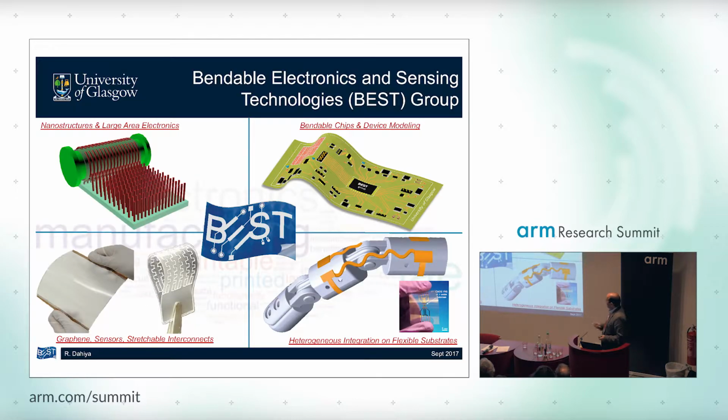So in my group, we are working on various areas: silicon nanowire based printed electronics, graphene based devices, as well as some other materials we have explored, but primarily graphene, and ultra thin chips, where you can put compact electronics and make the complete thing flexible.